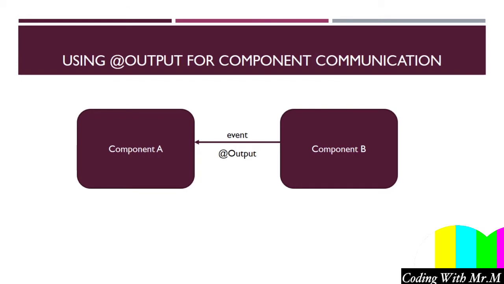Using output for component communication. So do you ever want your component to communicate with other component by emitting an event to that component? Well, that is what we use output for. So there is a component B, and there is some event inside that. You want that on the click of that event or on the operation of that event, it should go to the other component and execute there. So that's when we'll be using output for component communication.